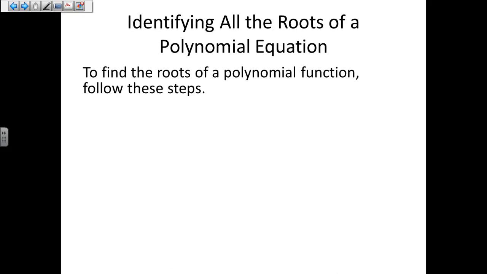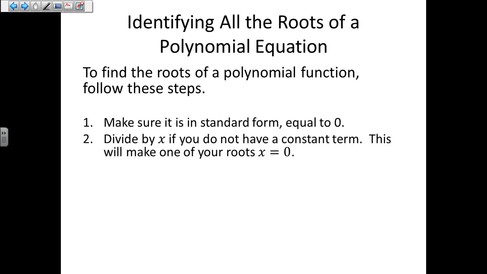Okay, so here's a step-by-step process for identifying all the roots of a polynomial equation. First, make sure it's in standard form equal to 0. Divide by x if you do not have a constant term. That means that if you don't have a number without a variable at the very end, divide by the variable so that you have that constant. If you have to do this, remember one of your roots is x equals 0.